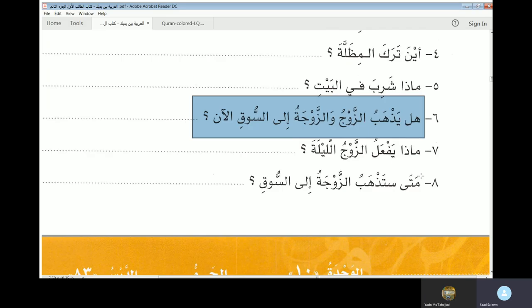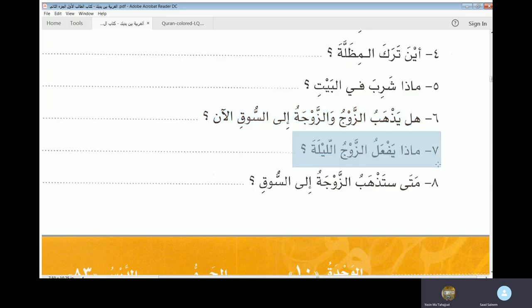Or you can also elongate it by saying, la sayadhhabu zawju wa zawjatu ila suqi ghadan. Okay. La sayadhhabu ila suqi. Okay. Madha yafalu zawju layla? That's what will he do? What would a husband do at night? Would it be he stays in the house? Okay, he stays in the house.